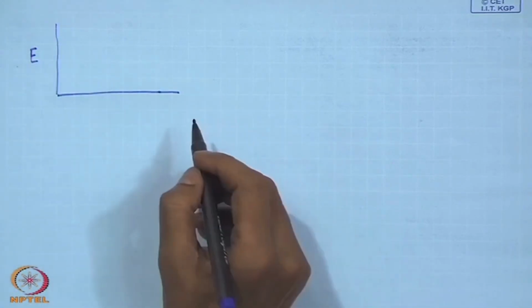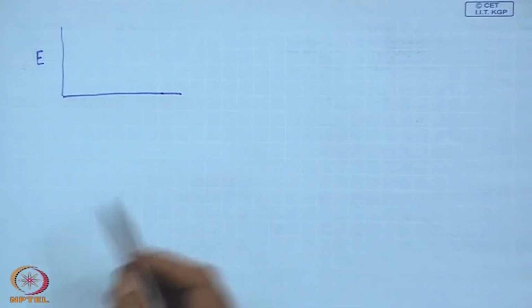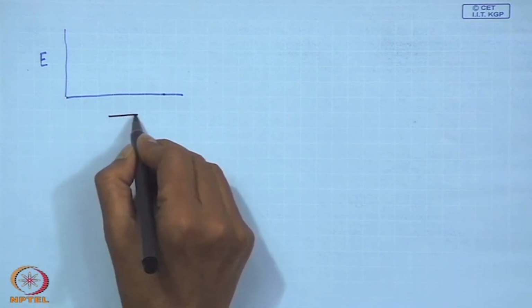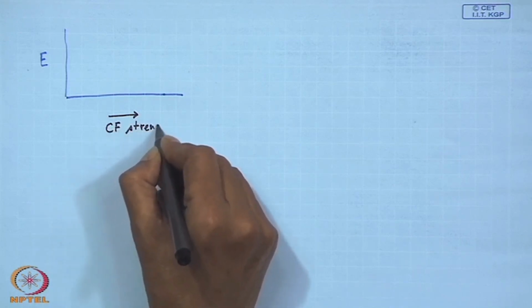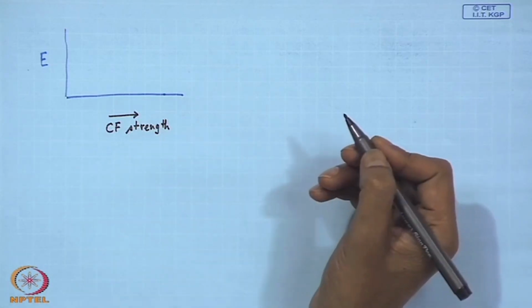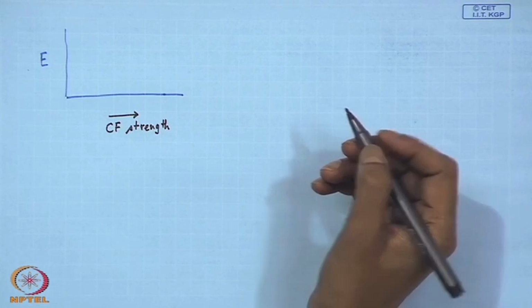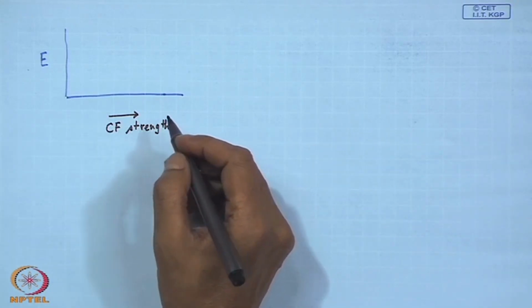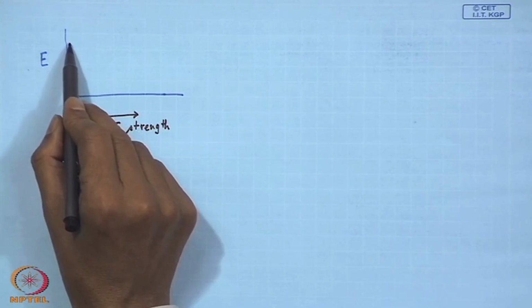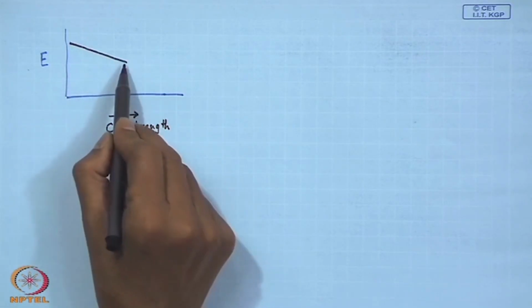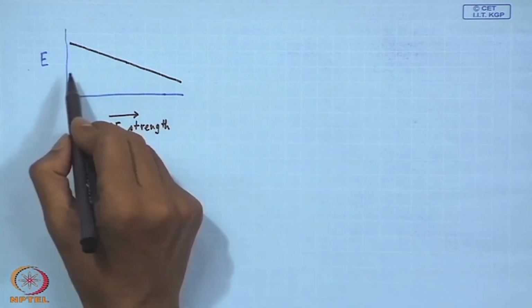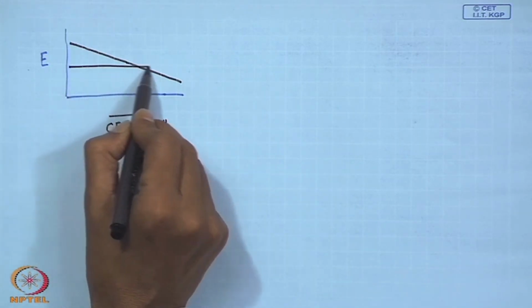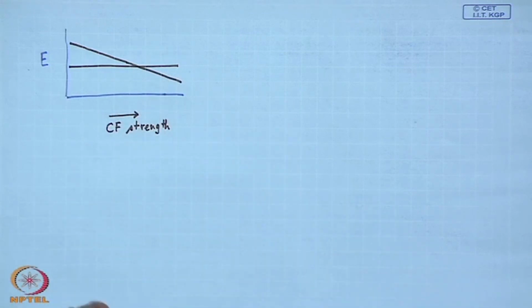So, E of the low spin and E of the high spin. We will find that as we change it with respect to the corresponding crystal field (CF) strength, we find that the energy for the low spin state decreases sharply compared to the energy for the corresponding high spin state, which is not decreasing so sharply.